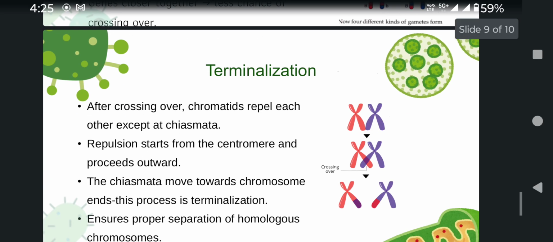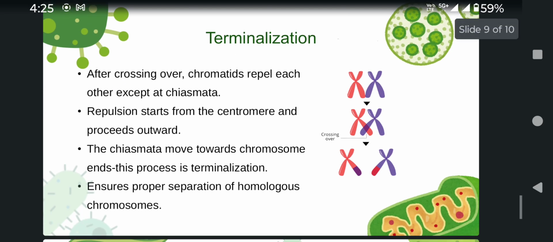Then lastly, terminalization occurs. In terminalization, after crossing over, chromatids repel each other except at the chiasmata, and repulsion starts from the centromere, and the chiasmata move towards the chromosome ends, and this is the process of terminalization. So this is terminalization after crossing over, and we get new combinations in the chromosomes.